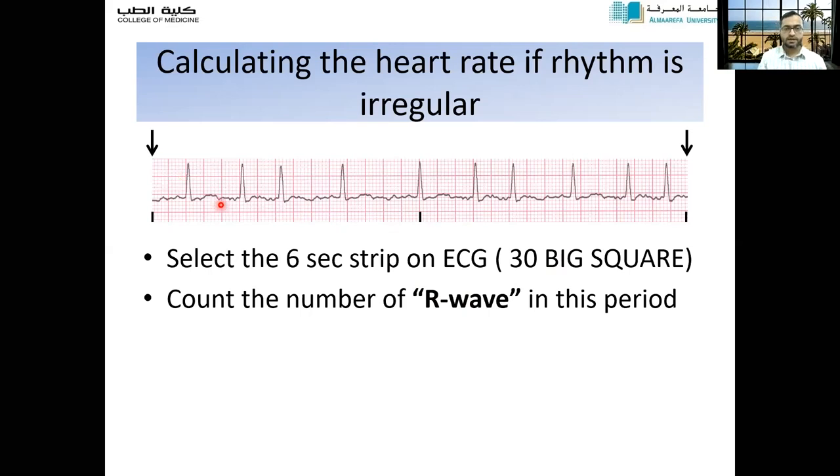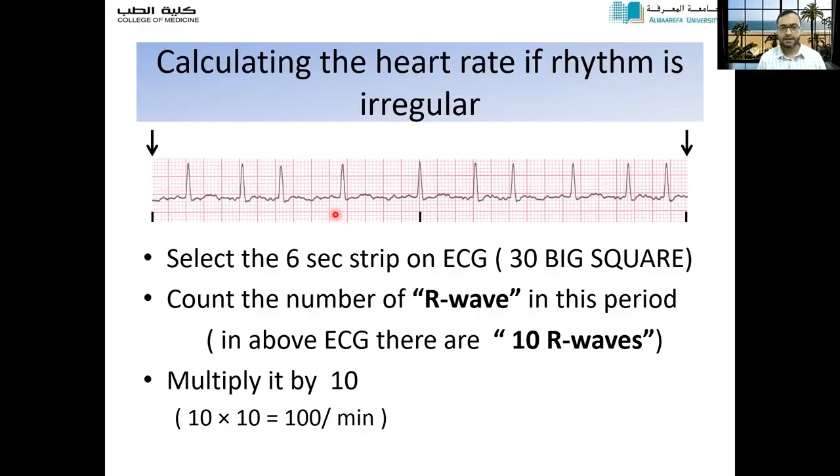In this example, the number of R waves here is 10. During these 6 seconds, your heart is beating 10 times. So just multiply it by 10. Why are we multiplying it by 10? Because you have measured it in 6 seconds, but usually heart rate is measured for 60 seconds. So you multiply it by 10 and you will get the heart rate. The heart rate in this patient will be 100 beats per minute.